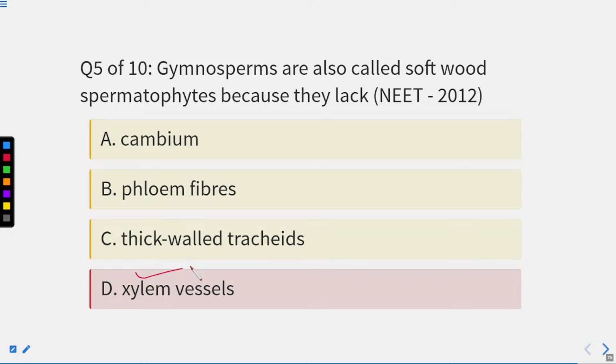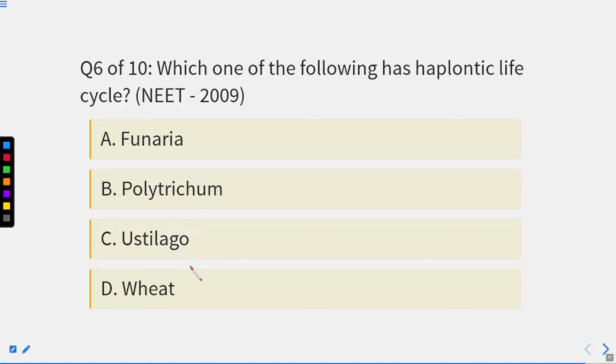Okay, so let us have some questions for your exercise, right? You can note down these questions and do them on your own, and we can later discuss them. Which one of the following has a haplontic life cycle? For example, you have four options: Funaria, Polytrichum, Ustilago, wheat. Please note this down. Okay, some answers are coming. Very good. Which one of the following has a haplontic life cycle? Funaria, Polytrichum, Ustilago, wheat.